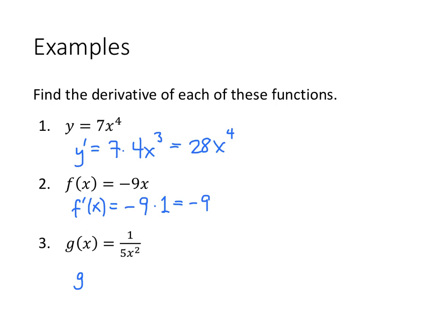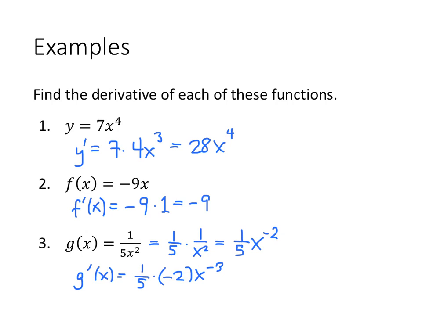Finally, for this third example, it looks like a fraction. We're not exactly sure what to do with that. But what we can do is break this fraction up into two separate fractions, 1/5 times 1 over x squared, and realize that we can rewrite 1 over x squared as x to the negative 2. So 1/5 is my constant. The derivative of x to the negative 2 is negative 2 times x to the negative 3. And so my final answer here is negative 2/5 times x to the minus 3.